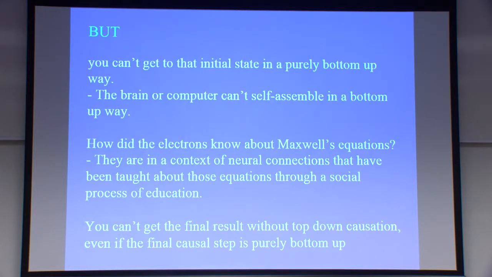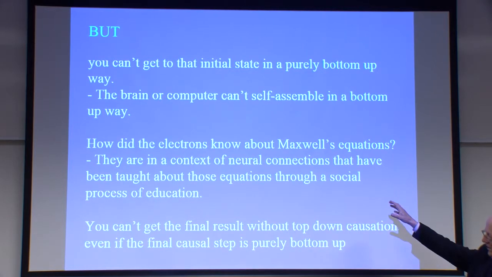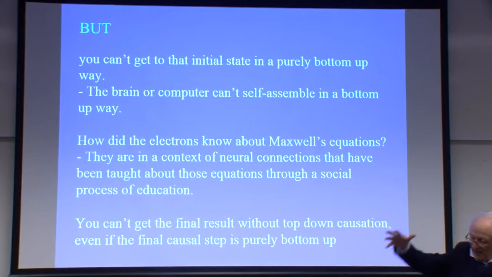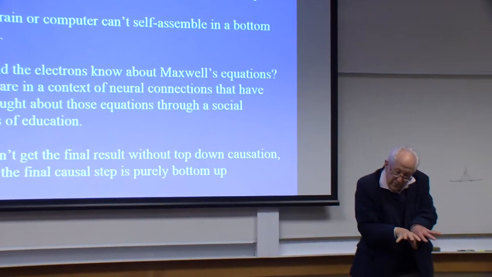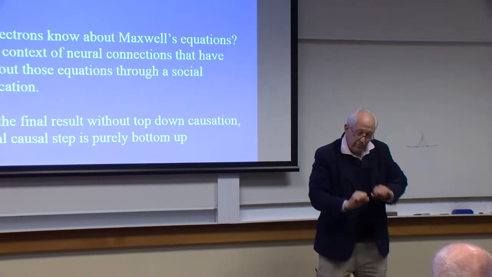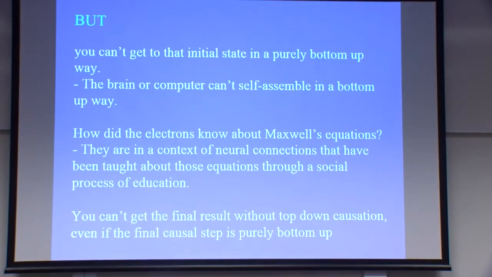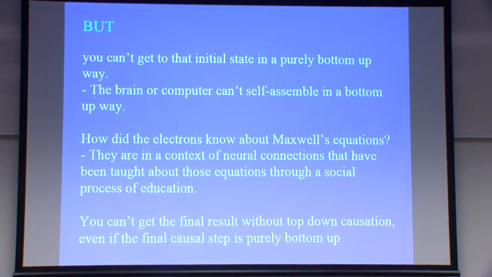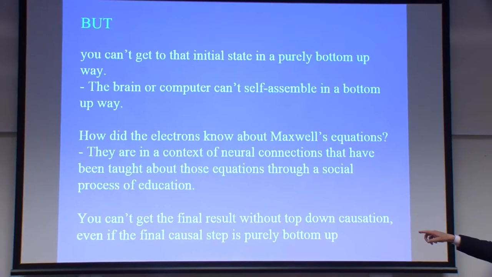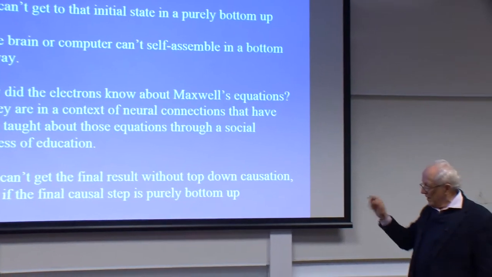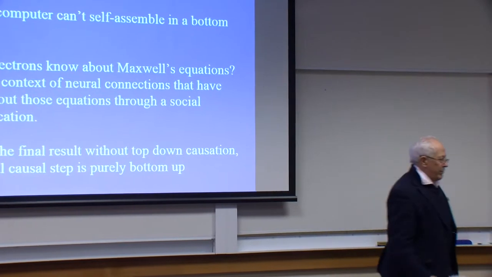The brain or computer can't self-assemble in a bottom-up way. How did the electrons in the brain know about Maxwell's equations? They are there in a context of neural connections that have been taught about those equations through a social process of education. So the wiring in the brain which knows about Maxwell's equations has come about through a process of top-down causation. It's only when you've reached that state that the bottom-up thing can take place. So you can't get the final result without top-down causation, even if the final step is purely bottom-up.